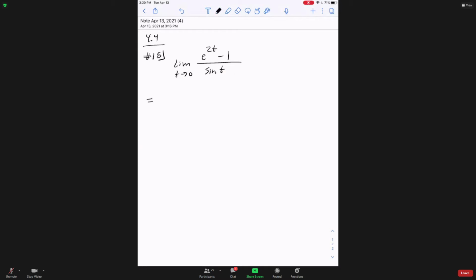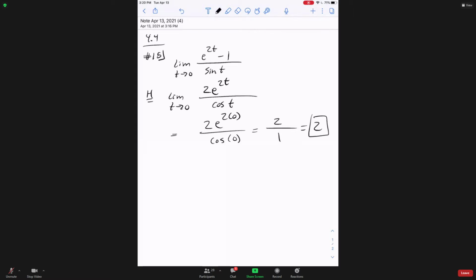So we will use L'Hopital's rule and take the derivative of the top, which is e to the 2t, itself times 2. Derivative of minus 1 is 0. And derivative of the bottom is cosine of t. Now let's plug in t equals 0. So if I plug in 0, 2e to the 2 times 0 over cosine of 0. Well, e to the 0 is 1, so you get 2. Cosine of 0 is 1, so the answer is 2. And that's it. That was actually one on the easier side compared to some of the other ones.